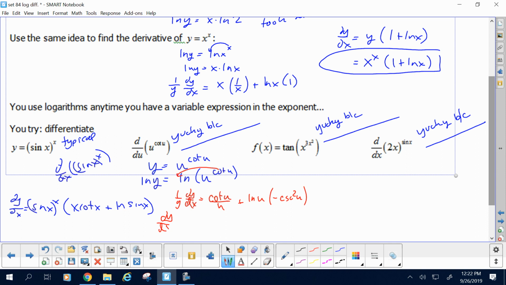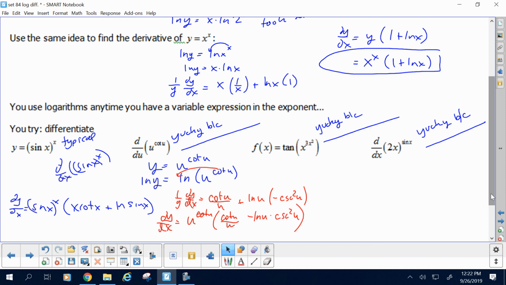dy dx is y, which would be back to u to the cotangent of u, and then all that stuff. Yeah? Are you with me? Okay. Now, all of these others have different yucky points to them. Let's go to this guy. What's the yucky part of 3?